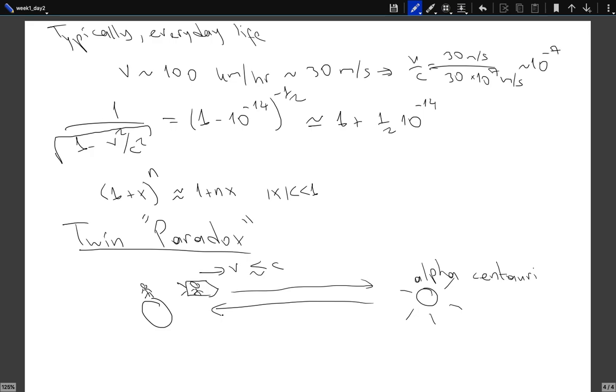Either he will have the wrinkles or I will have the wrinkles. One of us will be old, the other one will be quite young. So this is the idea of the paradox. So which one? Yes, that's basically the answer.